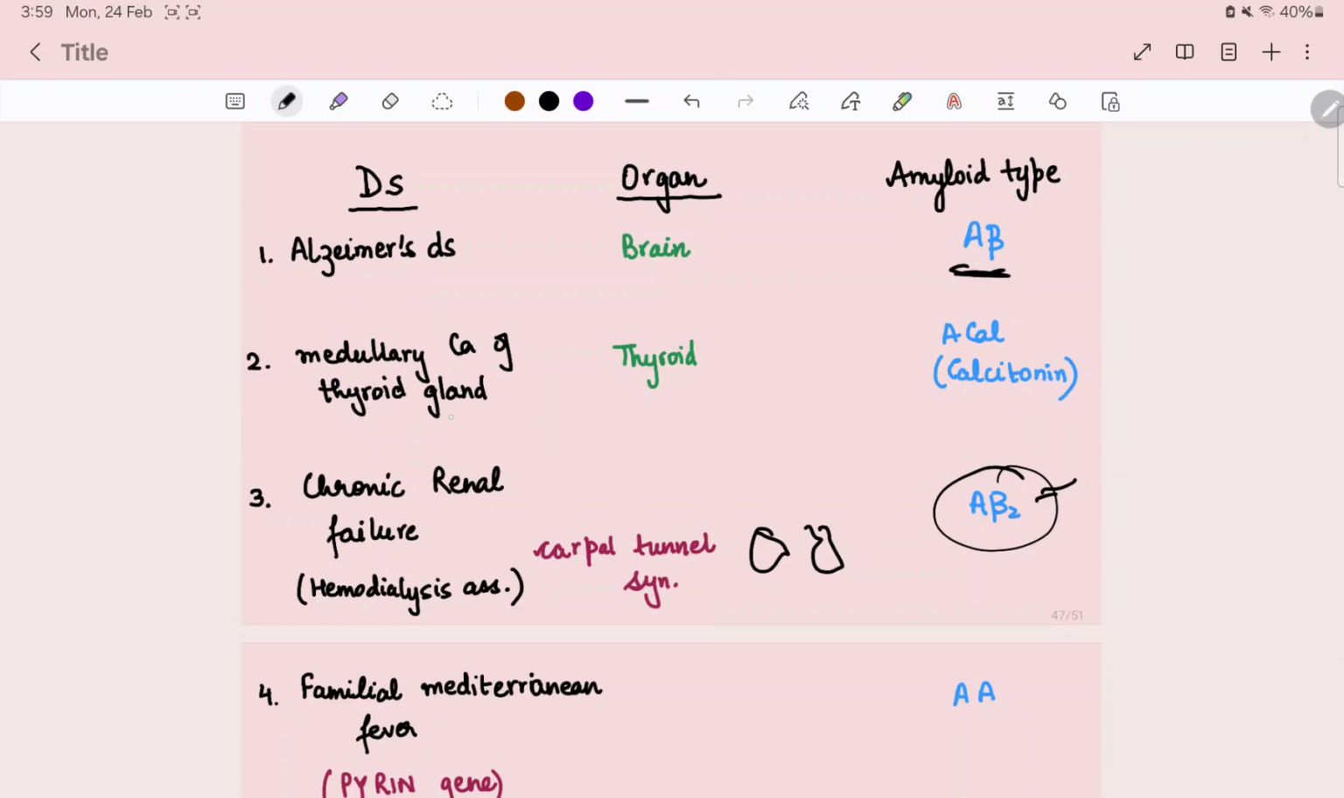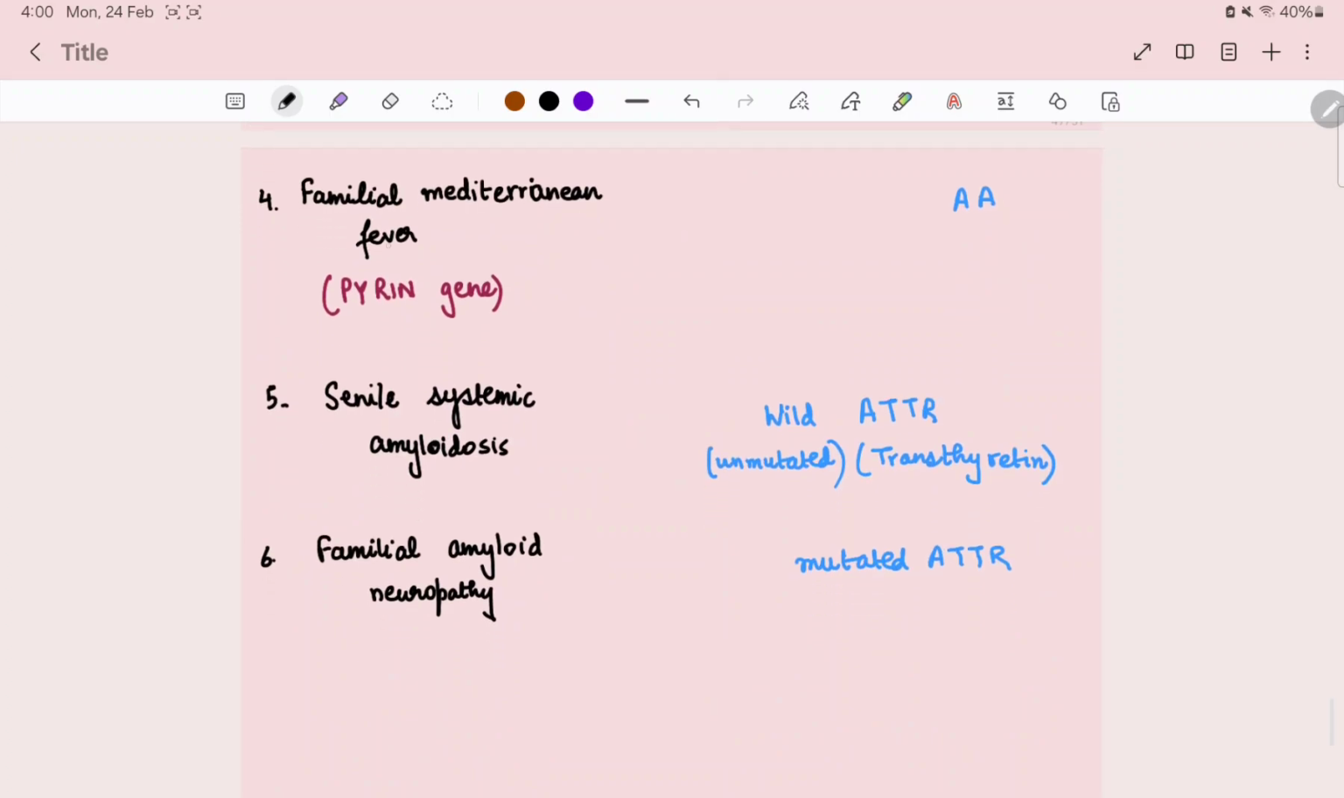Medullary carcinoma of thyroid gland, A Cal. Cal means calcitonin. Then you have familial Mediterranean fever. It is due to the mutation in pyrin gene. It is an autosomal recessive condition, and here also the amyloid protein which is deposited is AA, that is amyloid associated. Important here is pyrin gene, AA, and it is an autosomal recessive condition.